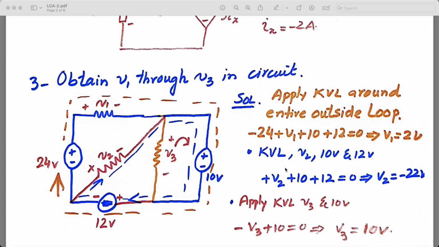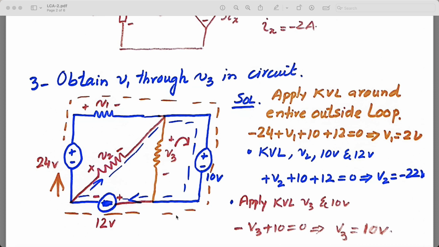Then again you can apply Kirchhoff voltage law to another loop with V2, 10 volt and 12 volt. Current entering into the positive sign, so V2 is positive. Current entering into the positive sign, so 10, and current entering into the positive, plus 12. From this equation you end up with V2 equal to minus 22 volt.